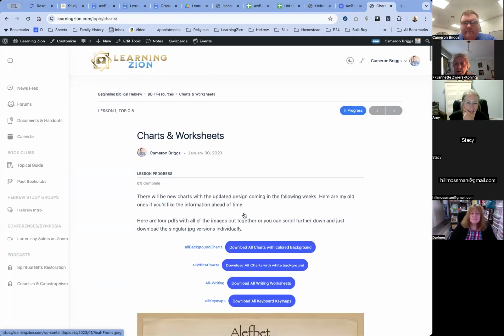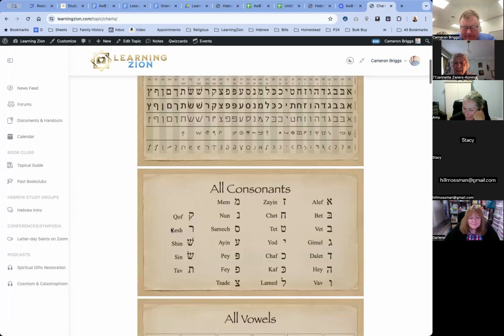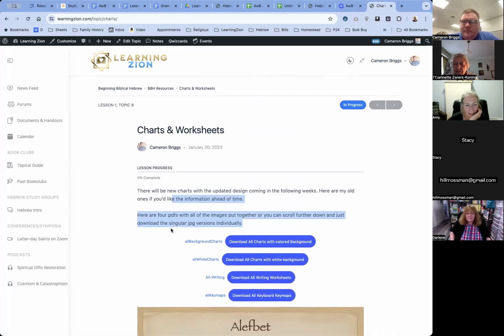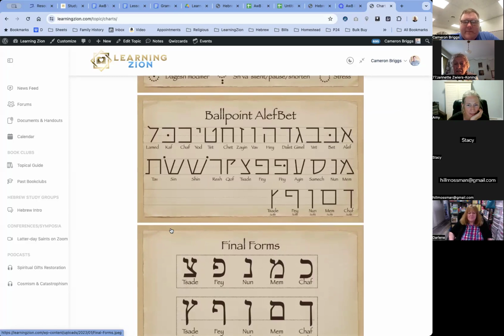Yeah, that's it. I don't know why I didn't even think to go there. It's been a long time since we've been on Learning Zion. So anyways, that's really helpful. Because most things that we're seeing and reading are in calligraphy, but I just like to write in that simple ballpoint, yeah, exactly.